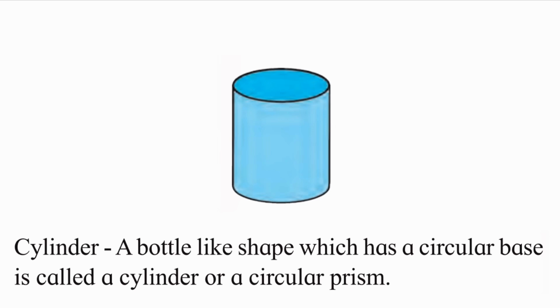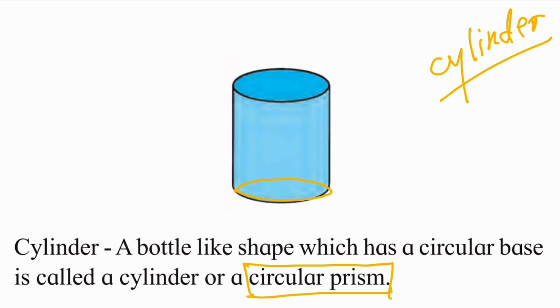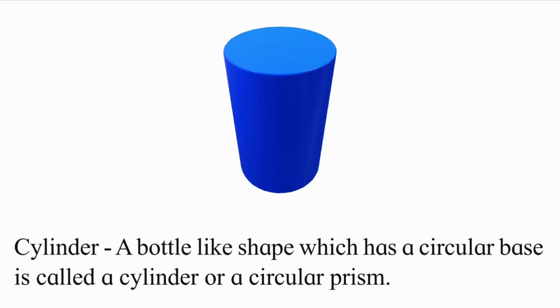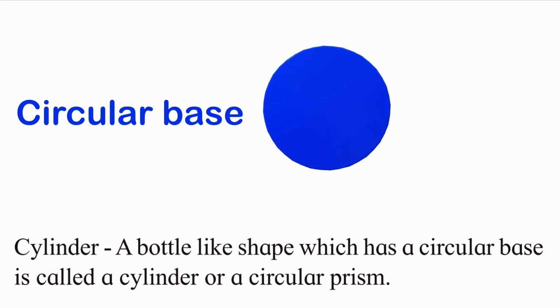A bottle-like shape which has a circular base is called a cylinder or a circular prism. We can say cylinder as a circular prism as well. This is the circular base of the circular prism or the cylinder. So there are two circles in a cylinder or a circular prism, my dear students.